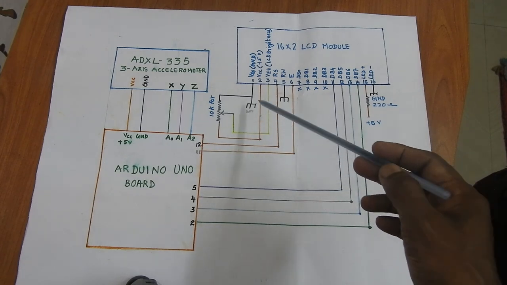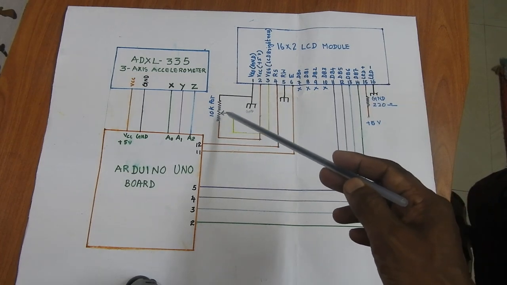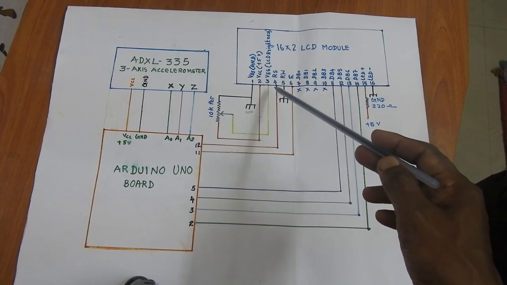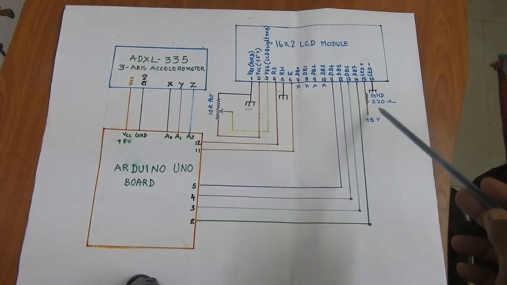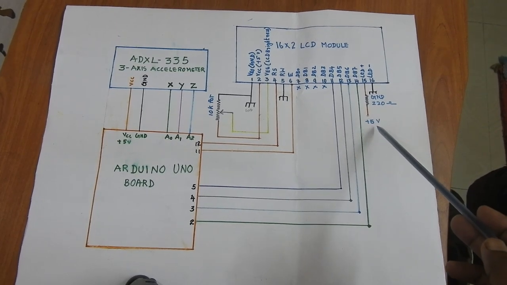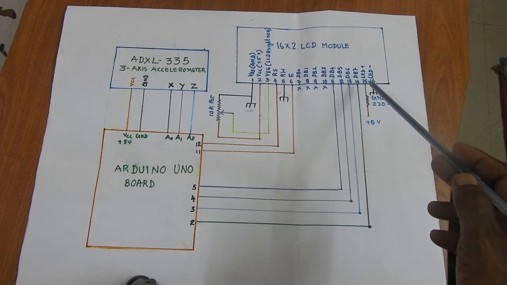And you can see that the brightness of the LCD module is controlled with the 10K pot connected to the pin number 3 of LCD module. And the LCD module backlight is provided by giving a 5 volt supply to pin number 15 of the module.